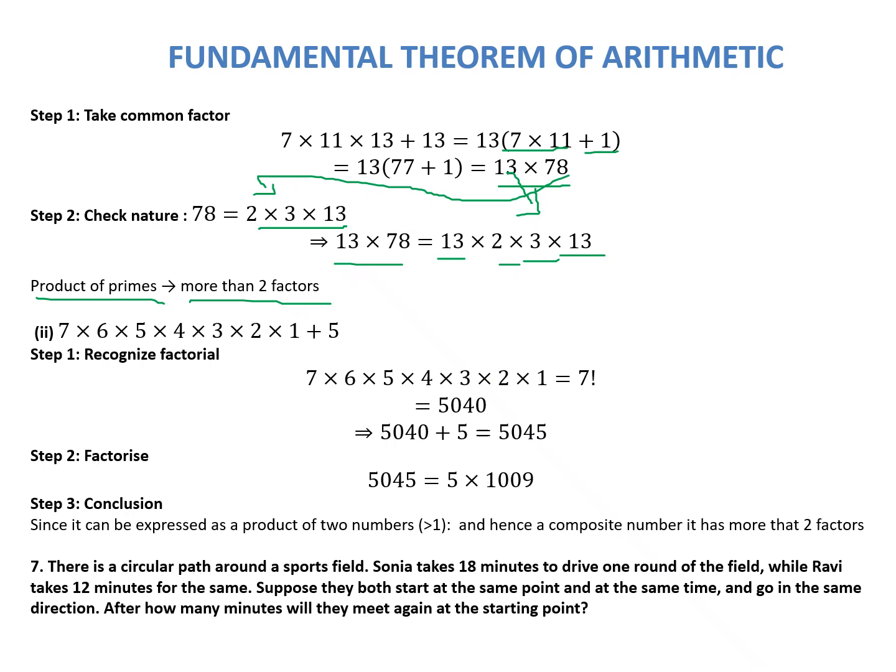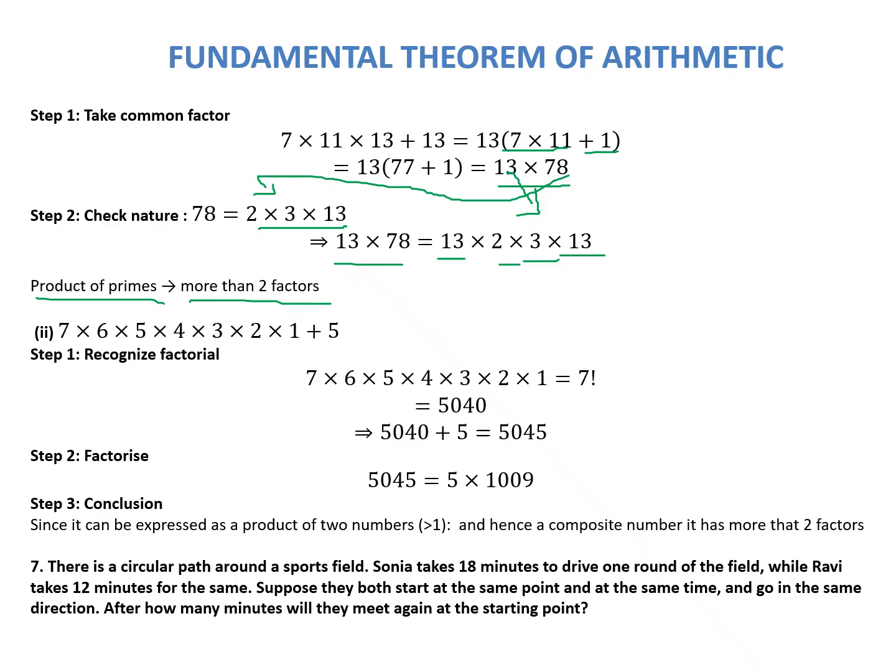So we know that a prime number will only have two factors, 1 and the number itself. But in the case of 13 into 78, which is the number, we have multiple factors: we have 2 as a factor, 3 as a factor, 13 as a factor, and then we also have 1 and the number itself as factors. So this means that this is a composite number.